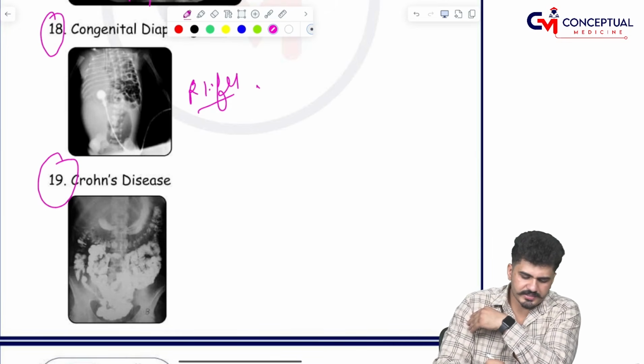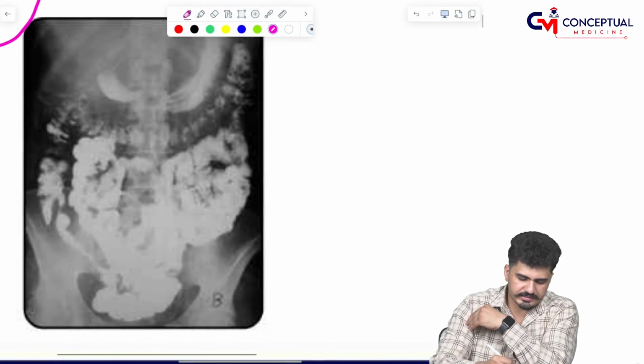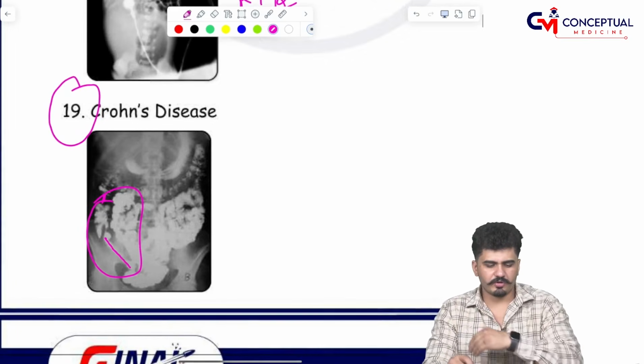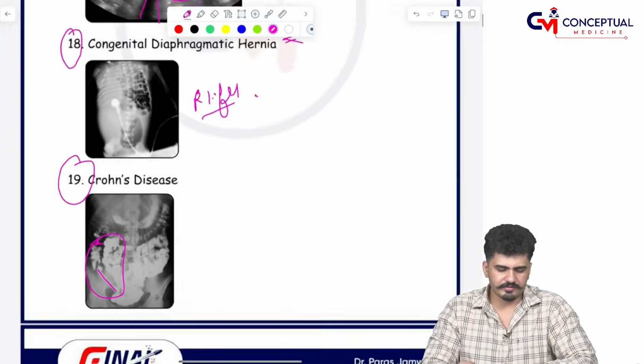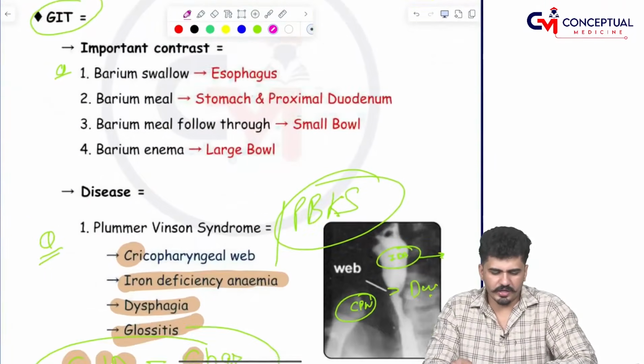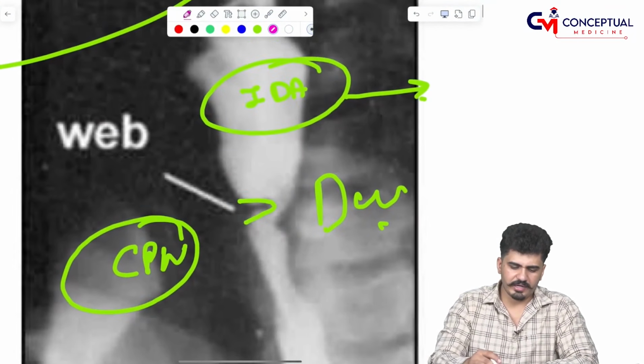Now Crohn's disease, you are going to see the string sign of Kantor. If you can appreciate right here, the string sign of Kantor. This is again a feature of Crohn's disease, what we were discussing. This completes our 19 diagnoses in case of the GIT.